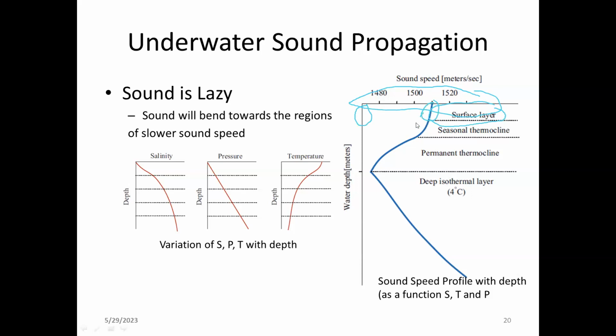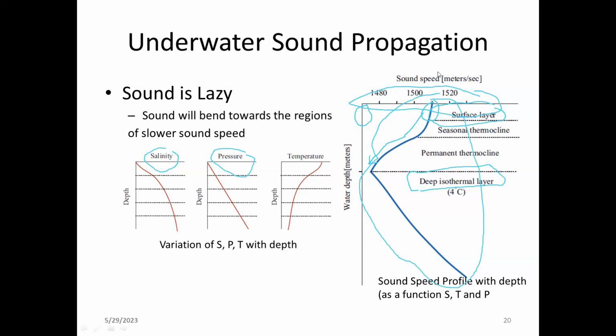As we go down, the temperature of water gets lower, and with lower temperature, the speed of sound also gets lower. And then as you go further deep down, we have a deep isothermal layer where temperature becomes almost constant, and there are other parameters like the pressure and the salinity, which are going to decide the speed of sound. So this is what we call the sound speed profile at different depths.